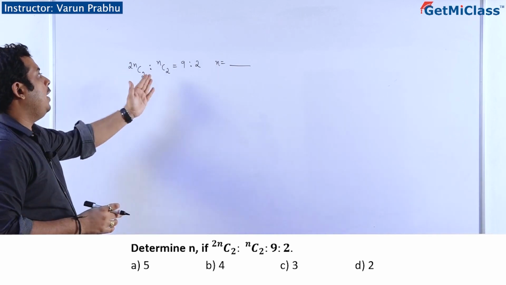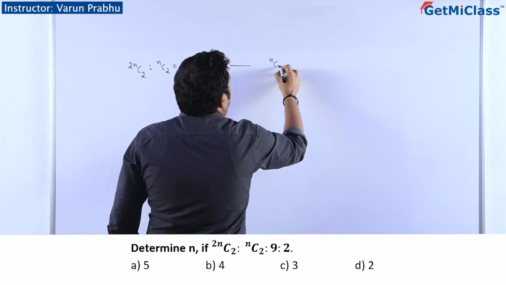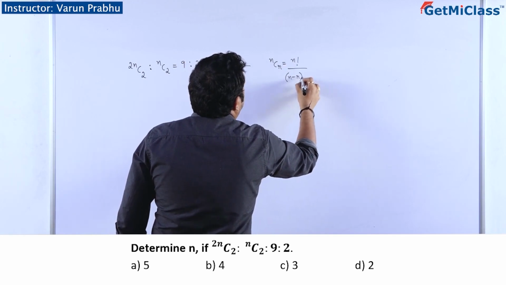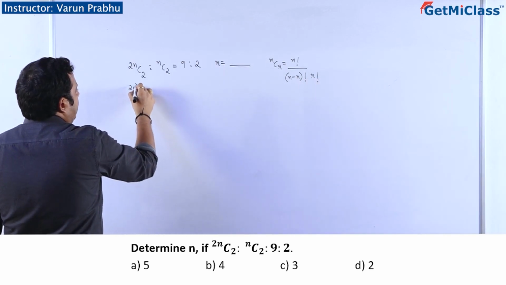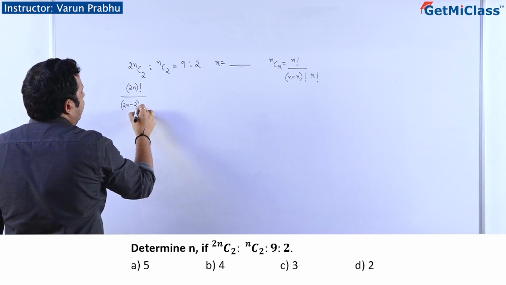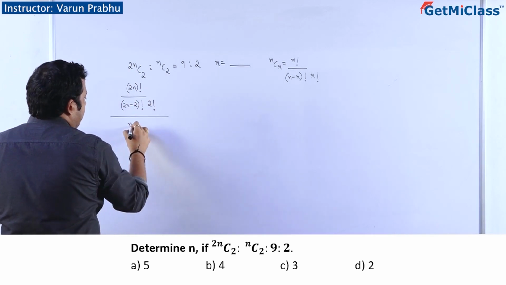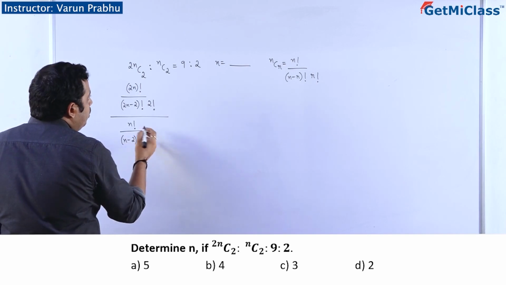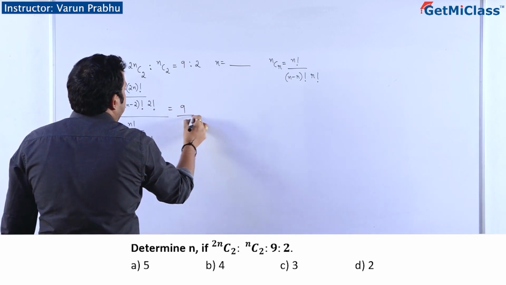The question is asking what is the value of n if this equation is true. If this equation is given, the nCr formula will be n factorial divided by (n minus r) the whole factorial into r factorial. So I can write (2n)! divided by (2n minus 2)! into 2 factorial, divided by n! divided by (n minus 2)! into 2 factorial. That is equal to 9 by 2.